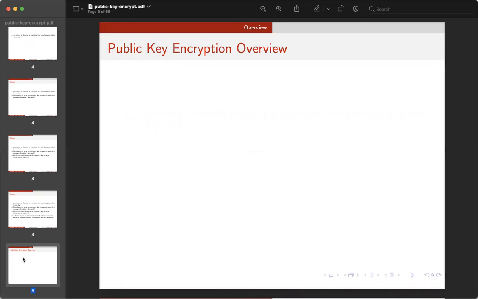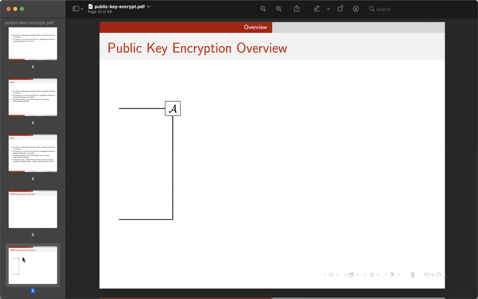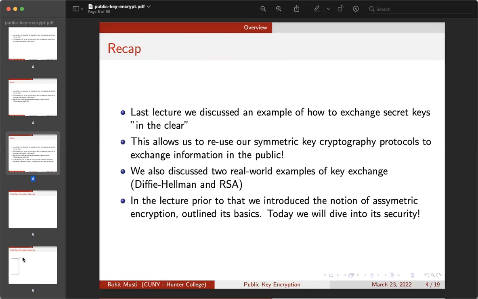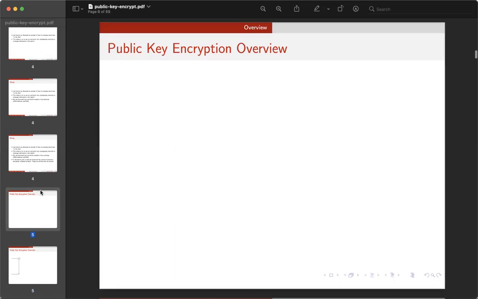So, public key encryption overview. First, any questions on this recap? I'll give that 20 seconds. Okay.